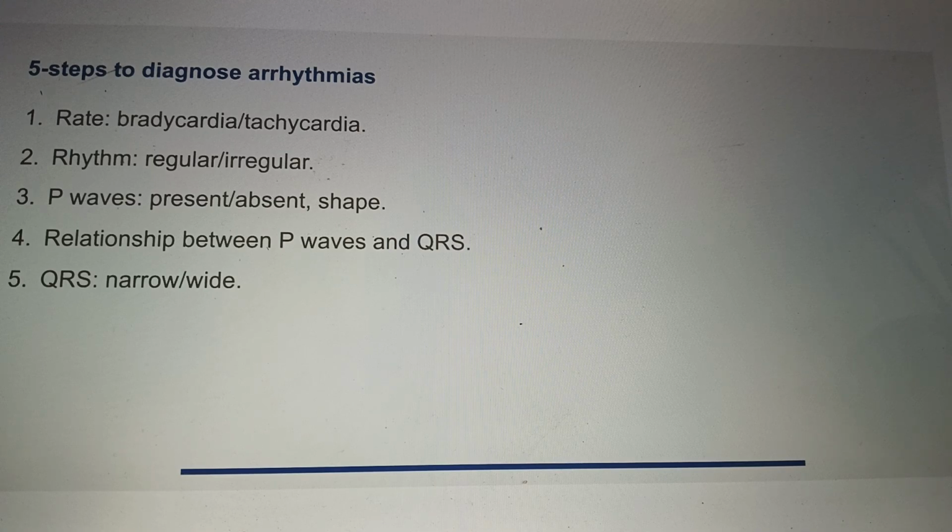Then the P waves, whether the P wave is present or absent, and the relation between P waves and QRS complex. Then we will see whether the QRS is narrow or wide. One simple tip is that in all atrial tachycardias, the QRS should be narrow. In all ventricular tachycardias, the QRS complex will be wide. This is the difference between atrial and ventricular tachycardias.